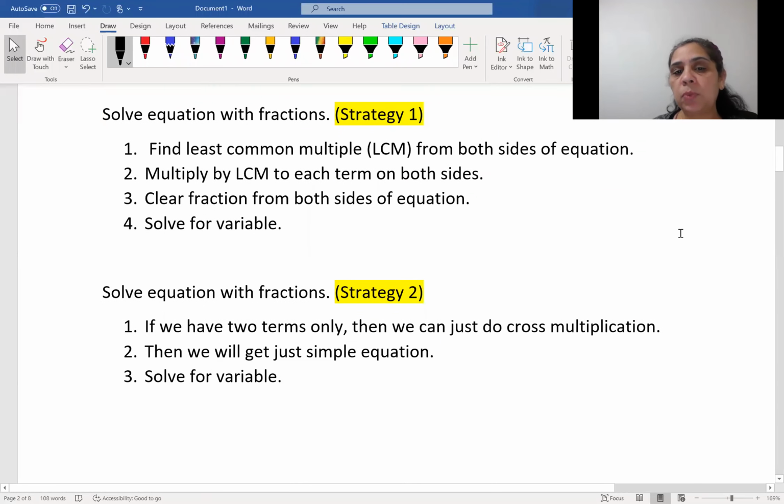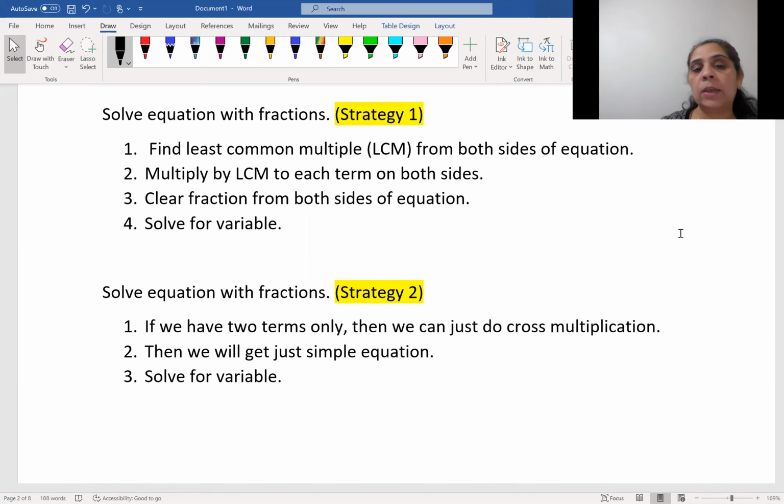Solve equations with fractions. Strategy number 1. First thing, we will check how many terms we have in the equation. If we have more than 2 terms, then we can use strategy number 1. If we have only 2 terms, then we will use strategy number 2. I will let you know what that means in a minute. Okay, so let's see an example.